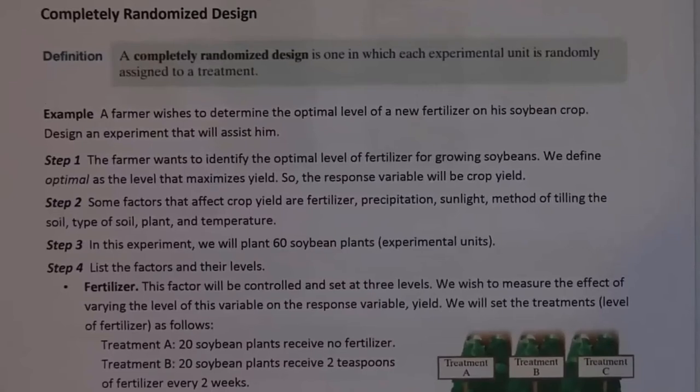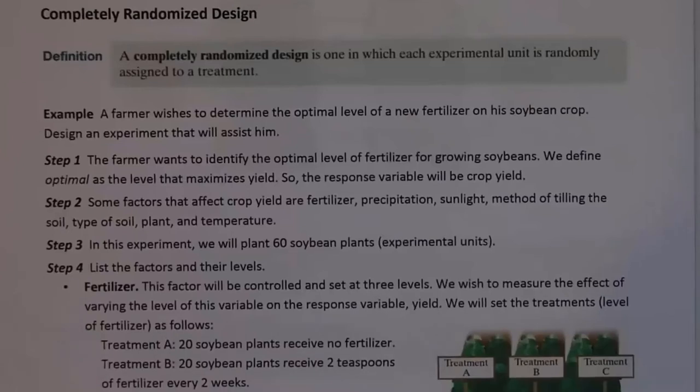So there's really three main types of experimental designs. The first that we're going to talk about is called a completely randomized design. Second, we're going to talk about something called a randomized block design, which is very similar to the completely randomized design. And then we're going to finish up with something called a matched pairs design.